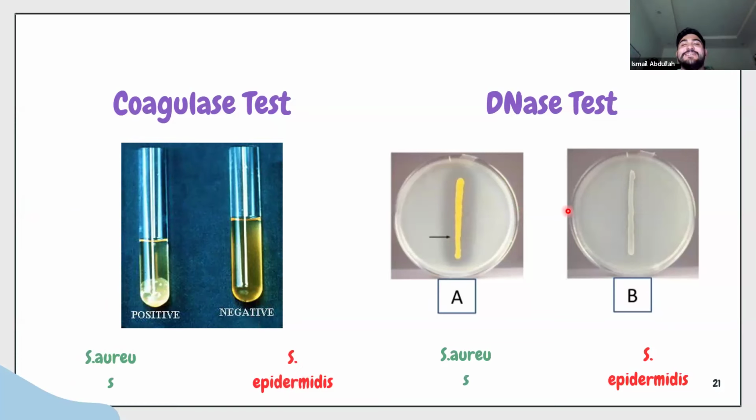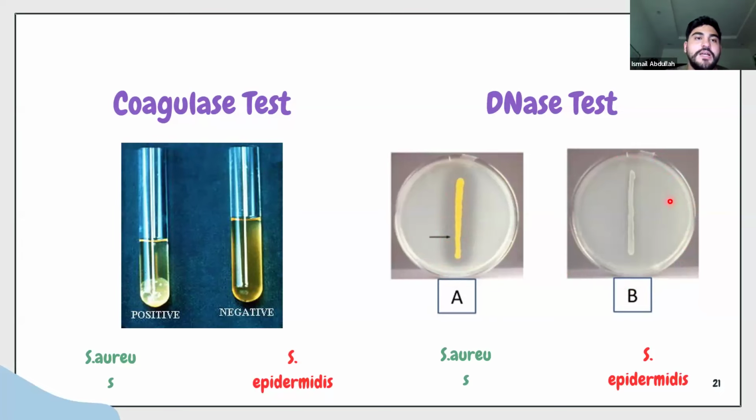In the DNase test, Staph aureus is going to be positive, so it has the ability to break down the DNA. As you can see here, this is a strip of DNA, and around it you can see signs of clearing, so a breakdown of DNA. This indicates that this is Staph aureus. This is positive. This one has no DNase, so it cannot break down the DNA, and so this is Staph epidermidis.